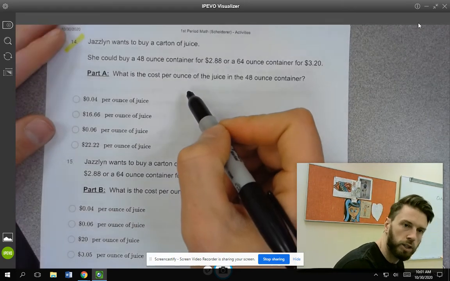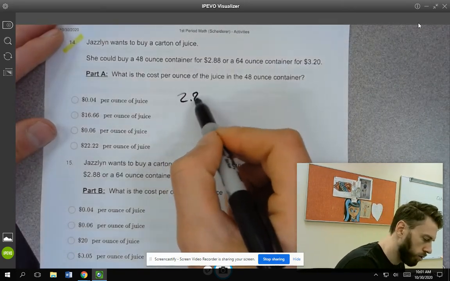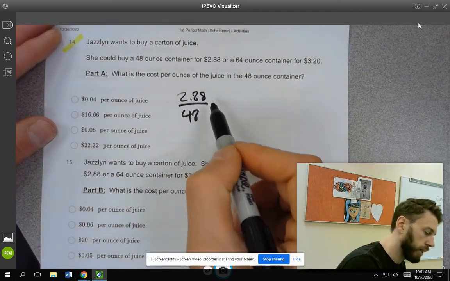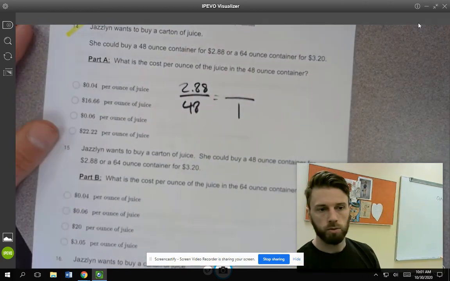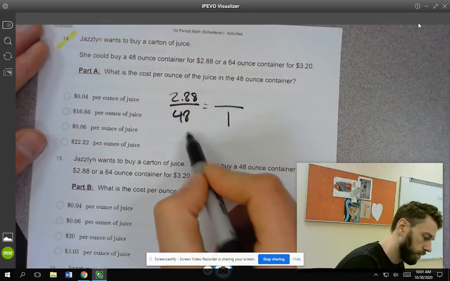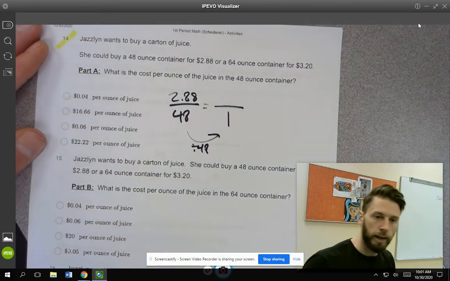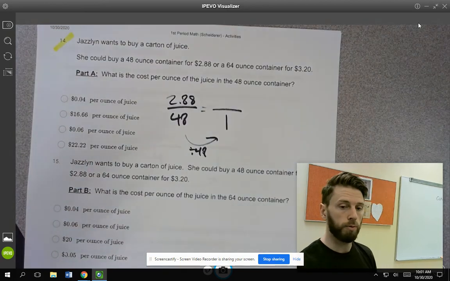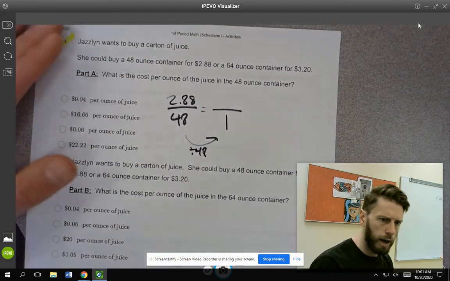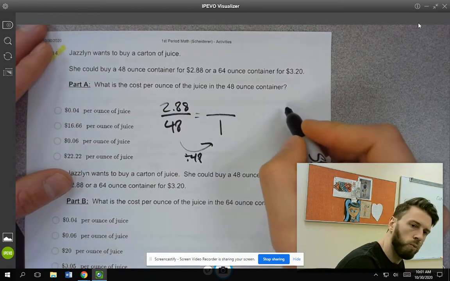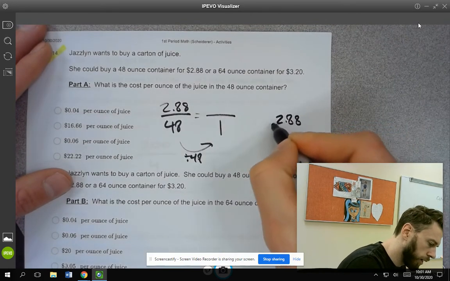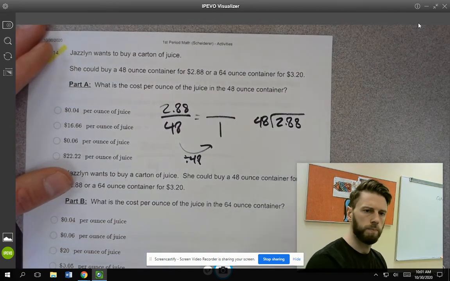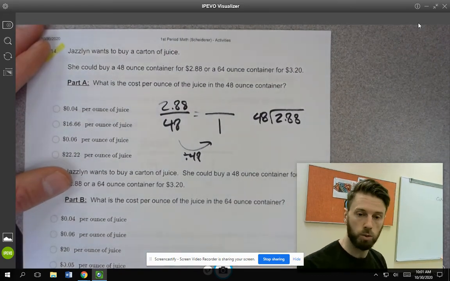So we would need to find that ratio of 288 for 48 ounces. And what we want to do is find out what it is a cost per 1 ounce, right? So we would take that and divide it by 48. Now we'd have to do the same thing to the price as well, right? We would take $2.88 and divide it by 48 to figure out what it costs per ounce in that juice container. So we would do 288 divided by 48 and see how many times 48 goes into 288. It's not going to go into 2, it doesn't go into 28, but it does go into 288.